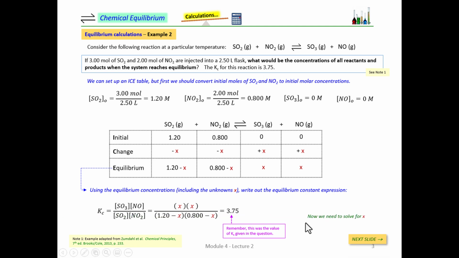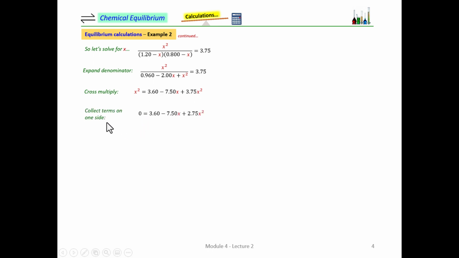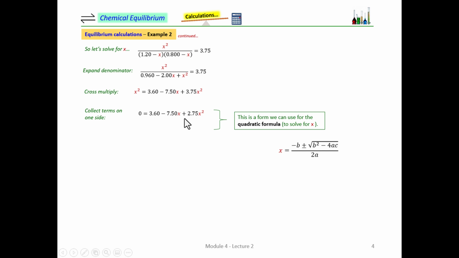So now we need to solve for x. Now let's go ahead and do that. Well, here's the expression for the equilibrium constant. And what we can do here is just expand the denominators. So I multiply the two expressions here in the denominator to get an expanded expression. If we cross multiply 3.75 times the denominator and set it equal to x squared, we'd get this. And now I'm going to simply collect all the terms on one side. And what we have here is a form that we can use the quadratic formula for to solve for x.